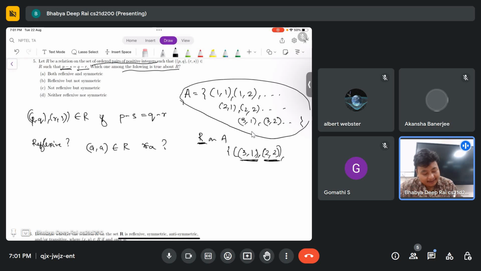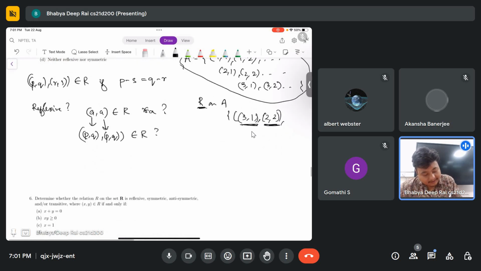But what is A? A is an ordered tuple. So this can be P comma Q, and this is another P comma Q. Is such a tuple in R? That is what we are asking. P comma Q, is it related to P comma Q? Now how do we check? Let us check if (P comma Q, P comma Q) is in R.